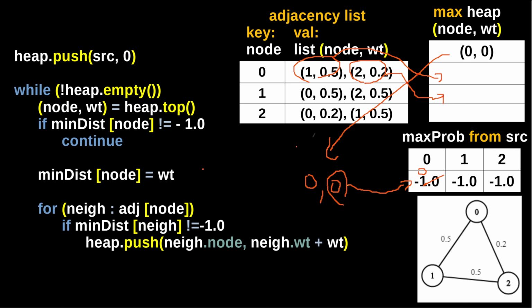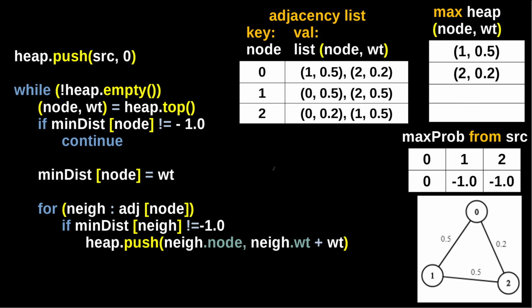We'll make a tuple of these nodes. Inside these tuples, the weight is the probability of going from the source node to the neighbor node. Now, since 1 and 2 are direct neighbors of 0, the source node, the tuple weights are 0.5 and 0.2 respectively. And we put these on the heap. The heap is a max heap, so we will sort the tuples by weight, and the tuple with the max weight would be on top of the heap. So the first item, the top of the heap, is 1, 0.5, and we take that off the heap. And we do an update on the maximum probability table for the node 1 as 0.5.